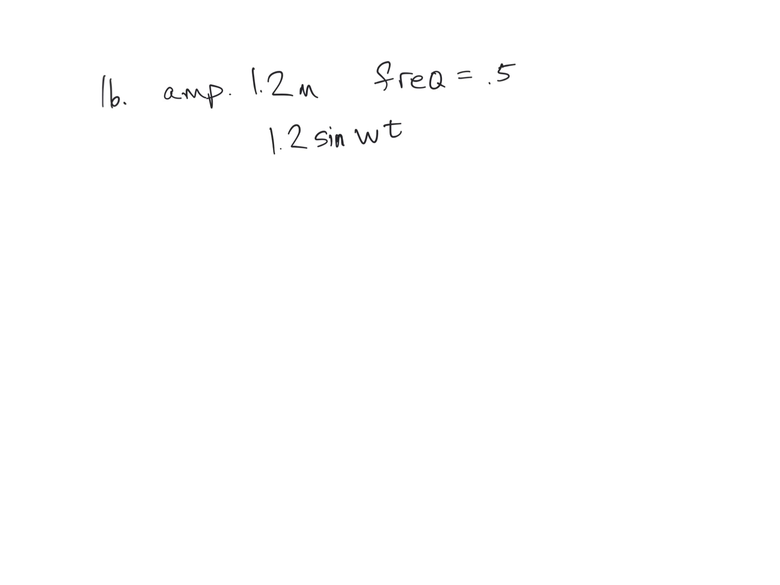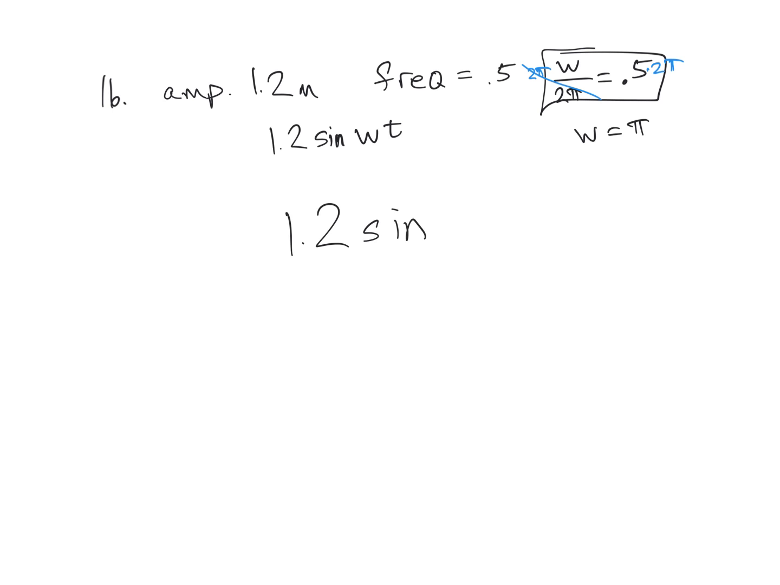So frequency, remember, was the reciprocal of period. So W over 2 pi for sine, and that is equal to the 0.5. Now we just solve for W. It's algebra. We're going to multiply both sides by 2 pi. And W equals whatever 0.5 times 2 is. Should be 1 pi. So again, our answer here should be 1.2 sine of pi t.